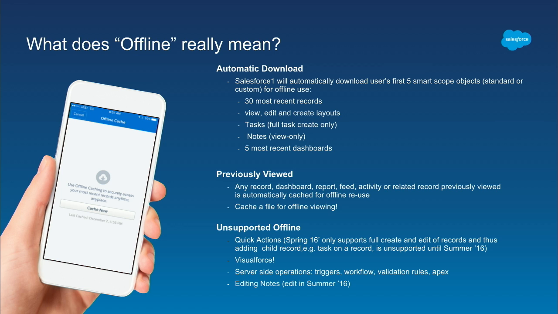And so what does that really mean? What does offline really mean, right? So first we're going to automatically download that predefined set of data. In the initial release, it's only going to be with the reactive sync. It'll be just the 30 most recent records first, and that's for your first 5 most frequently used objects, or maybe referred to as your smart scope. And so that smart scope is limited to those 5, but we also grab the first 5 objects.